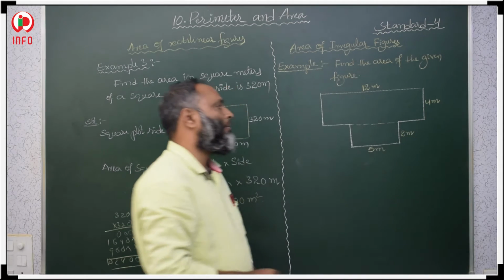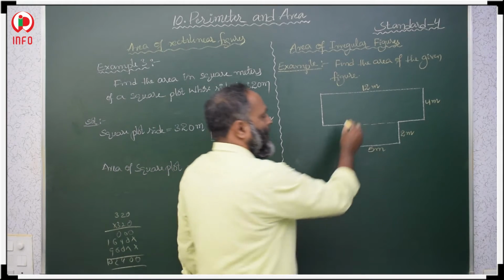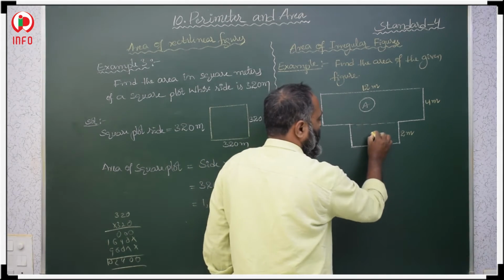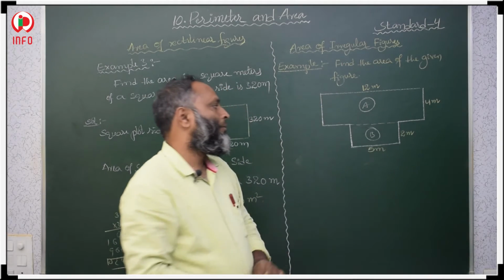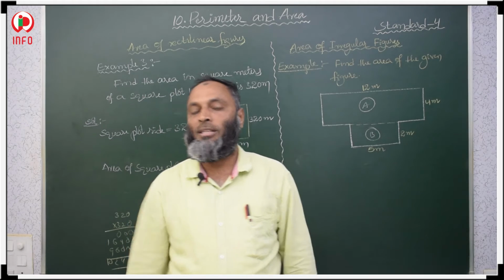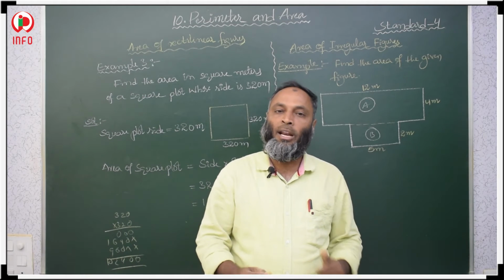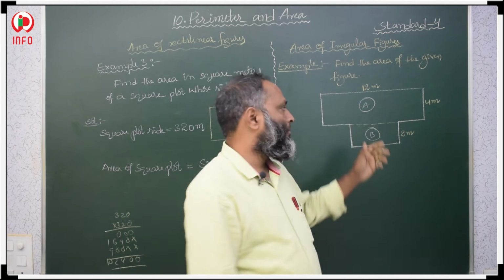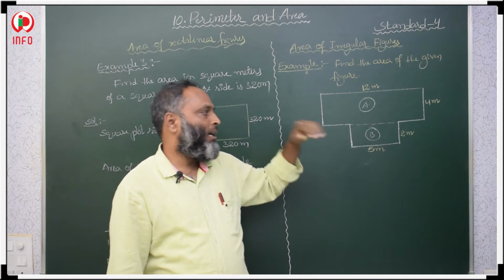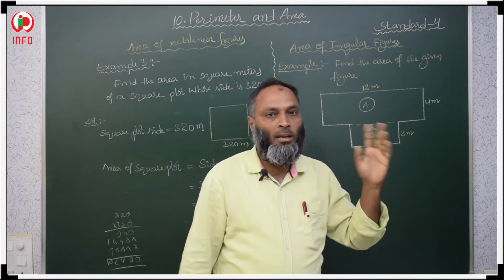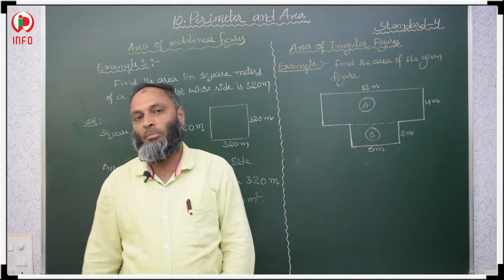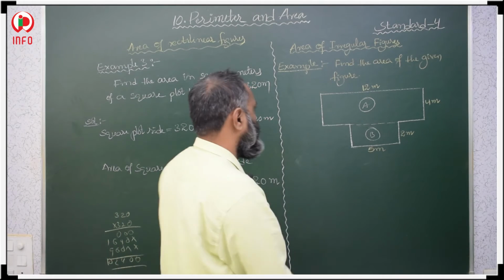Now see here, in this picture, first you join these sides. Now here we will form two rectangles. You consider this as rectangle A and this as rectangle B. Now this irregular shape is converted into regular shapes. After converting, find the area of the first regular shape and the second regular shape. Then add the two areas, and you will get the irregular shape area.